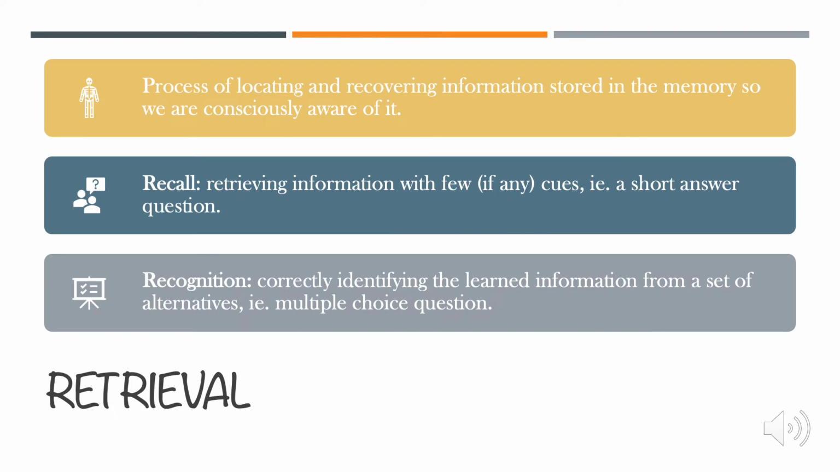So the last step in this memory process is retrieval. This is the process of locating and recovering information stored in memory so that we are consciously aware of it and so that we can use it. This is usually one of 2 forms. Recall, so you might retrieve information with few if any cues. If you think back to psychology tests that you've done, a short answer question is usually 1 sentence, and you have to recall all the information in response to that. That's a recall question because you've got very little hints as to what the information should be.